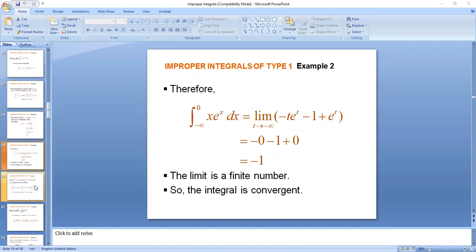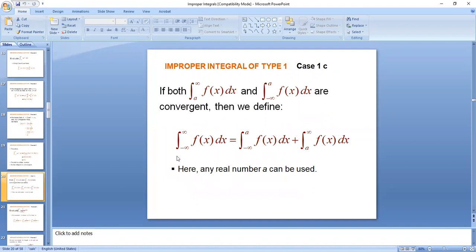Okay, so I'm just reviewing. We go to the last example here under case C, type 1. Both limits are already infinite, so negative infinity and positive infinity. It's suggested that you evaluate this improper integral by using the sum of two separate integrals wherein the lower limit and the upper limit are negative infinity and infinity.